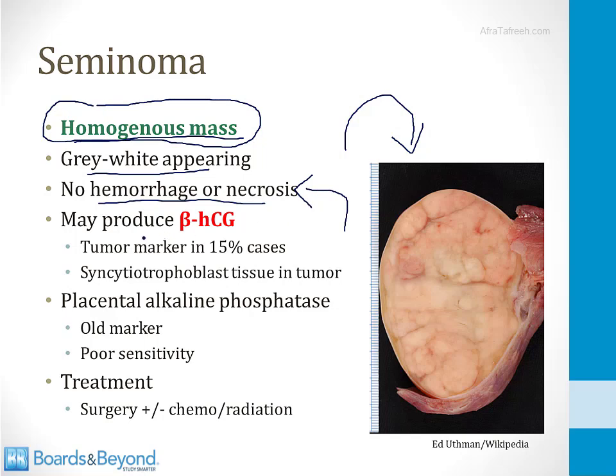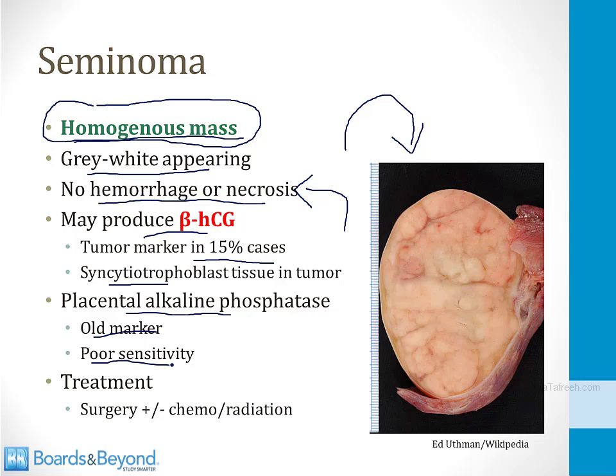These tumors sometimes produce beta-HCG. This is a tumor marker in 15% of cases. That's because in these cases, the germ cells develop into syncytiotrophoblast tissue, and that produces beta-HCG. The tumor cells also sometimes make a substance called placental alkaline phosphatase. This was an older marker that used to be used to try to identify seminomas, but it has poor sensitivity and it's not used much in the modern era.